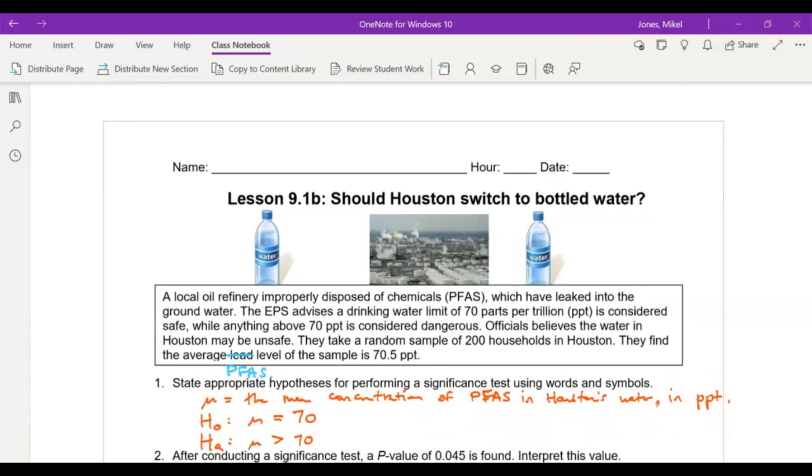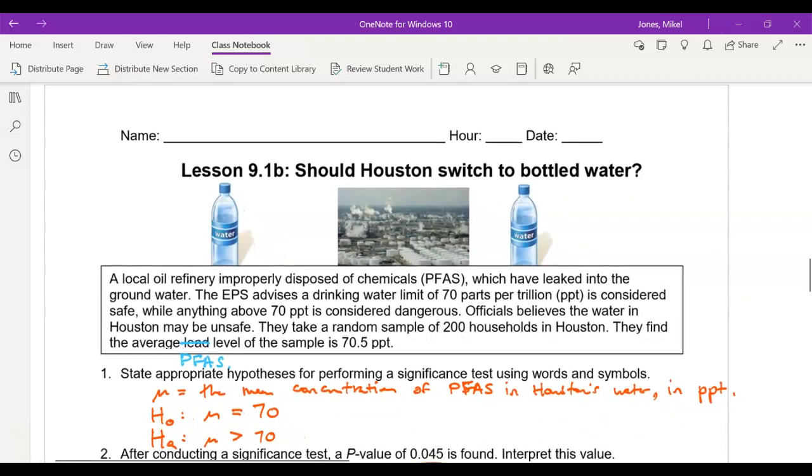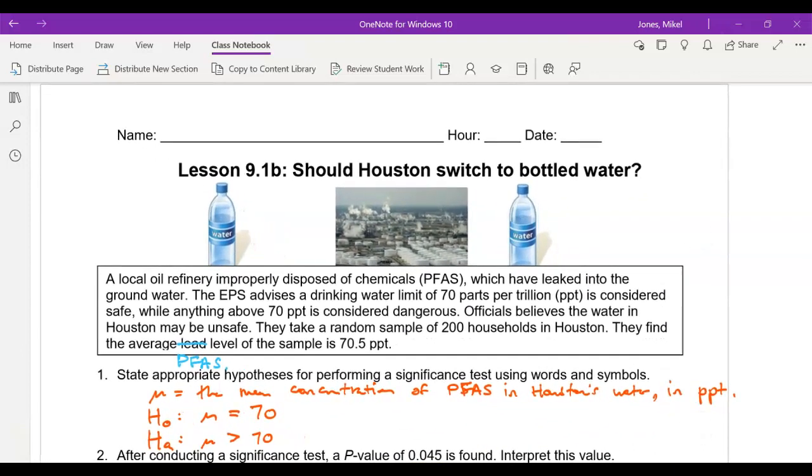So, state the appropriate hypotheses for performing a significance test using words and symbols. We always have to state the parameter of interest. Mu is equal to the mean concentration of PFAS in Houston's water in parts per trillion. You'll see how I put the units of measurement here in the definition of the parameter. So the H0 is that mu is equal to 70. And the alternative, the research hypothesis, since we're trying to decide whether or not it's unsafe to drink the water, would be greater than 70.